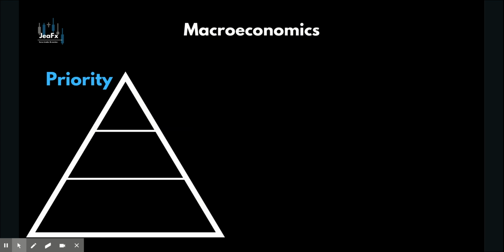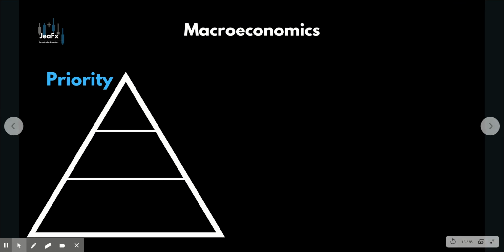So there are a few different types of macroeconomics that we're going to cover and we're going to need to understand inside of our trading strategy. They come with a hierarchy of importance, so I've put them in a triangle here, from top priority to bottom. And what I'm going to do now is just show you the three main types of macroeconomics that we need to understand to trade successfully.